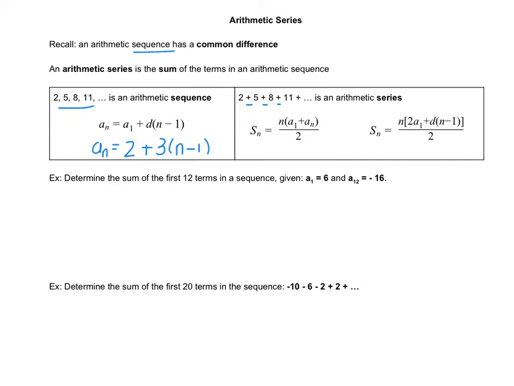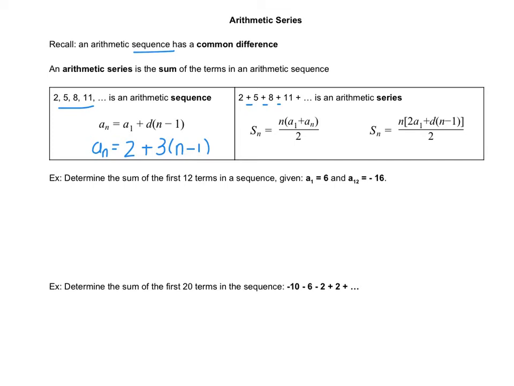The first one is taking a1 plus an. So that is your first term plus your last term, and multiplying it by n over 2. And n is the total number of terms in the sequence, and you're cutting it in half. So you're pretty much pairing everything up.